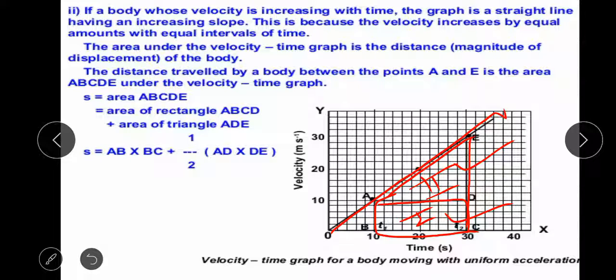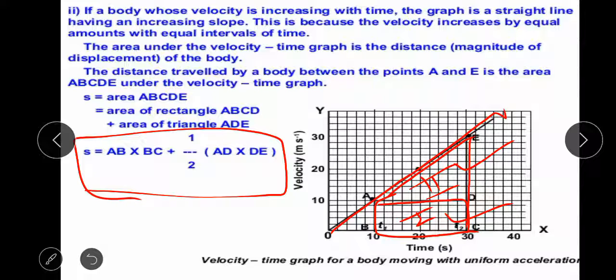Or directly you can find the area of the trapezium, which is equal to half into the sum of parallel sides into height.